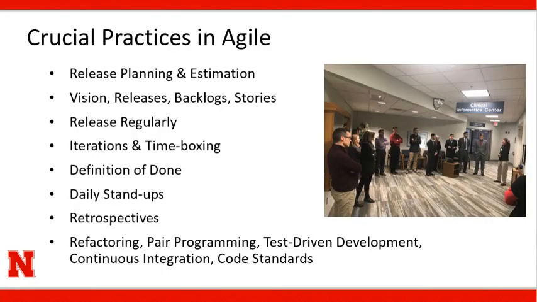There are some crucial practices that each team will do. For example, visions, releases, backlogs, and stories. Early in the project, the team will be tasked with understanding your vision for the project and eliciting all necessary requirements, prioritizing them, and placing them in the backlog as user stories. The teams will then go through exercises to estimate each user story and, using the established priorities, create a plan for each release.